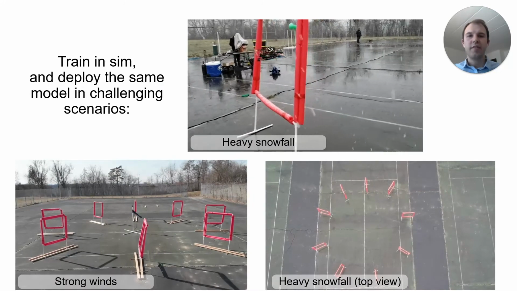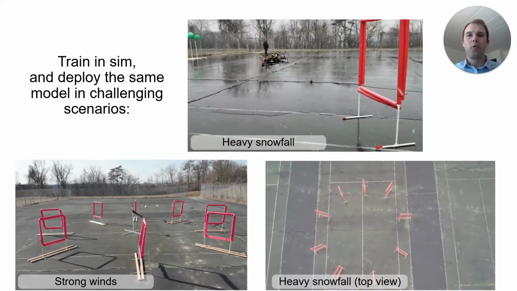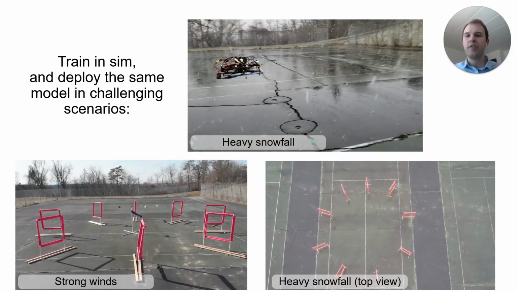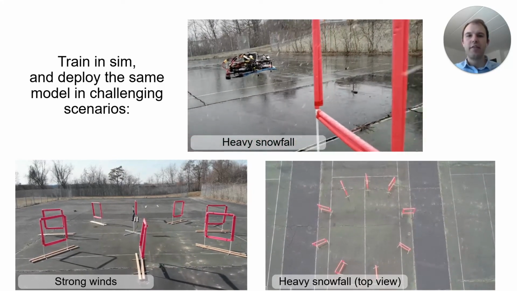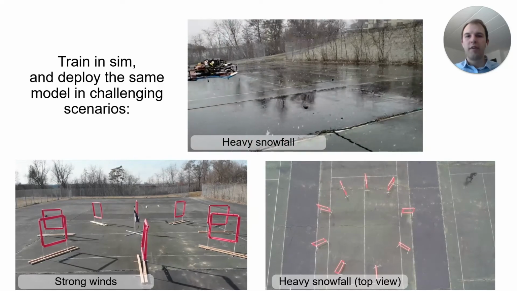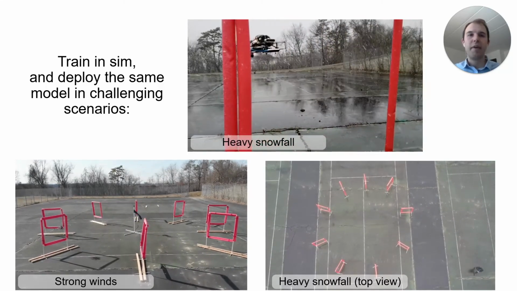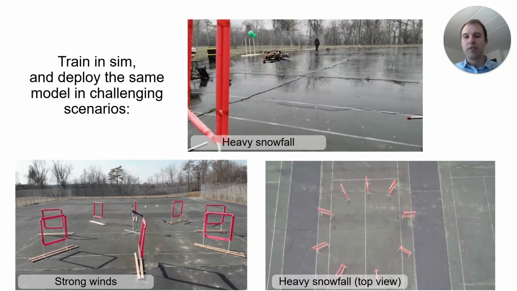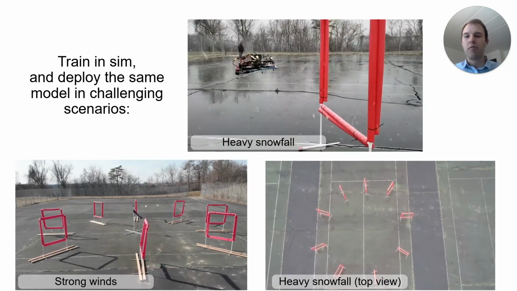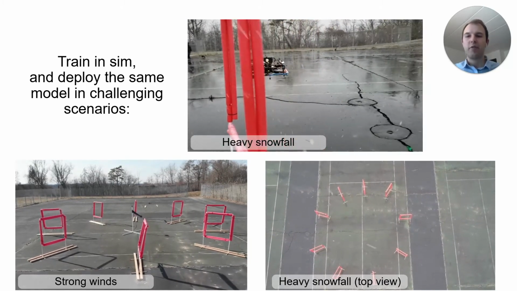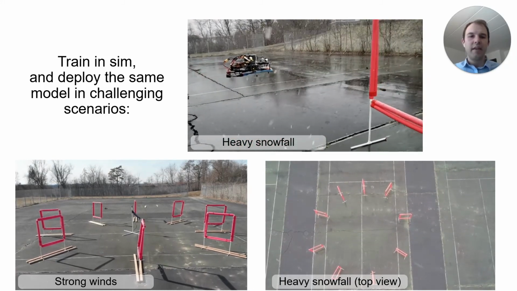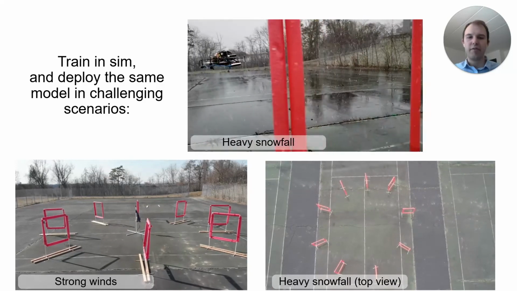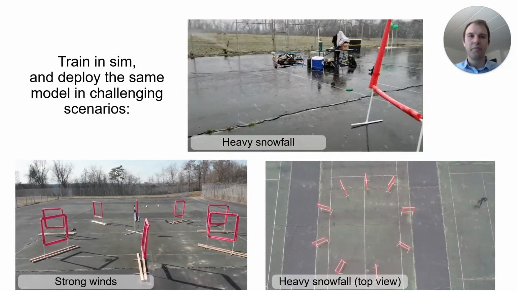And what's most interesting is that using our feature extraction method, we're able to train a policy only in simulation and deploy the same policy in quite challenging real-life environments. So you can see at the top, for example, we're flying the drone under quite heavy snowfall, so the appearances that we're seeing are quite different from what we trained on in simulation. We also deployed the drone in quite strong windy scenarios where the gates were shaking and moving all the time. And at the bottom right, you can see a top view of how the drone was flying in a circle among snow.